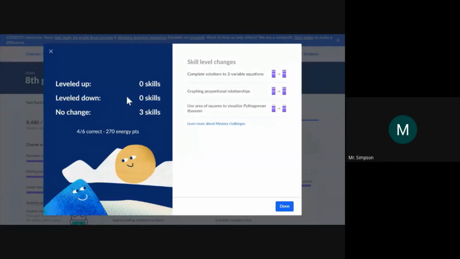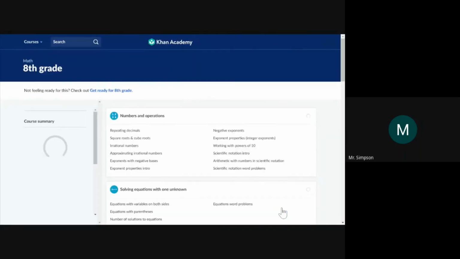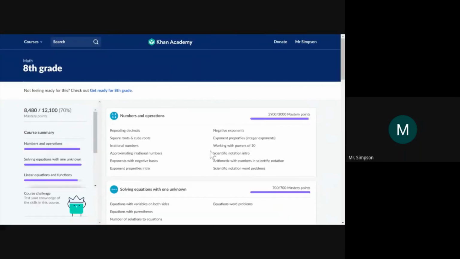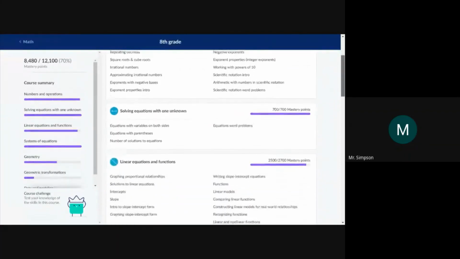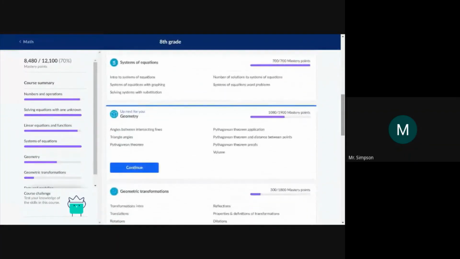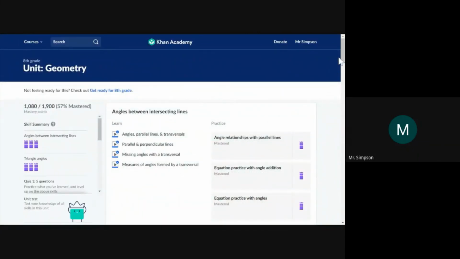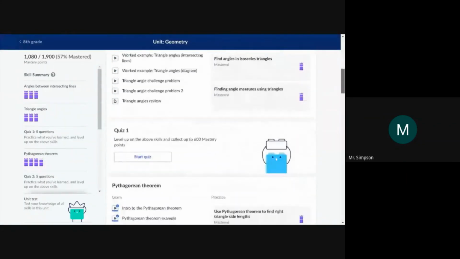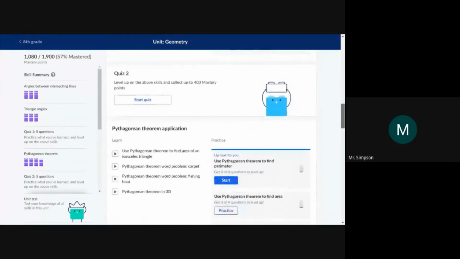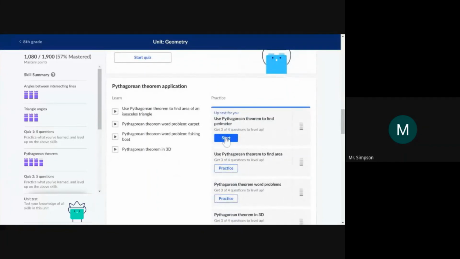When this happens to you, when you don't level up in any skills, do this next. When you hit done, find what's up next for you. You're going to scroll through your grade level and find that blue line, up next for you, and then hit continue. Then scroll again and find where it says do this next. See right here, up next for you, and the start. It's highlighted for you. Again, it's to use the Pythagorean theorem to find perimeter.